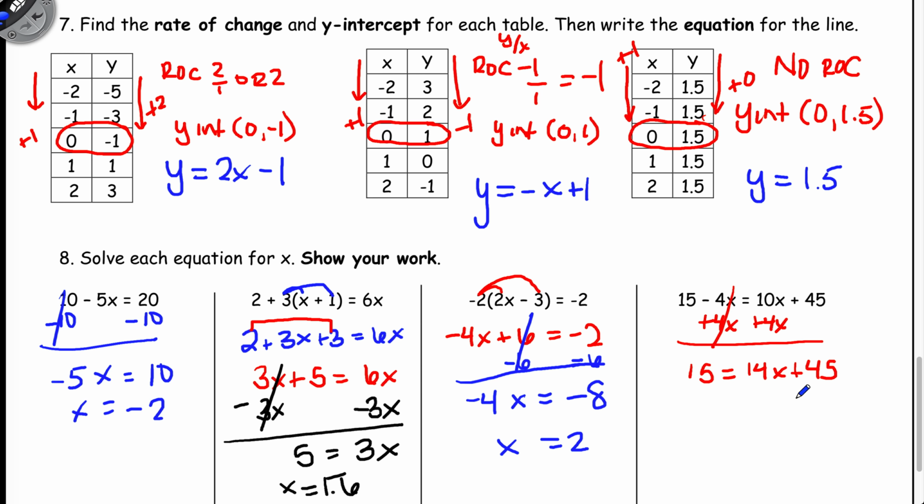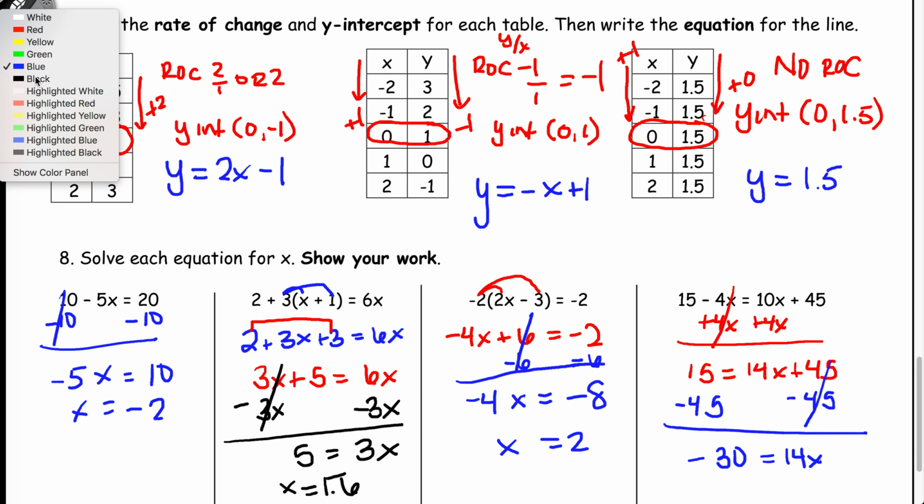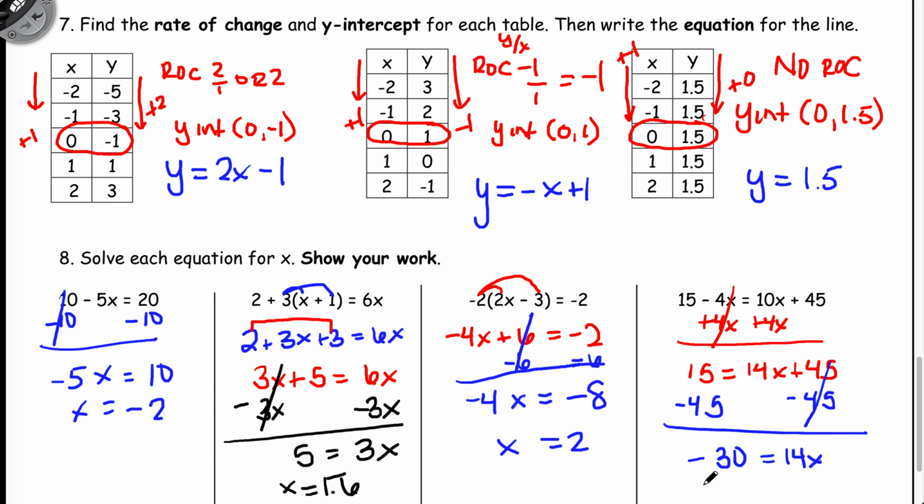What's the opposite of adding 45? Subtracting 45. So I'm going to subtract 45 from both sides. The 45s cancel. 15 take away 45 is negative 30 equals 14x. All right, now I divide by 14. And when I divide by 14 on your calculator, you're going to get x equals 2.1428 and so on. So you could just round this to 2.1 and that would be a perfectly fine answer for me. All right, so make sure you have these notes.